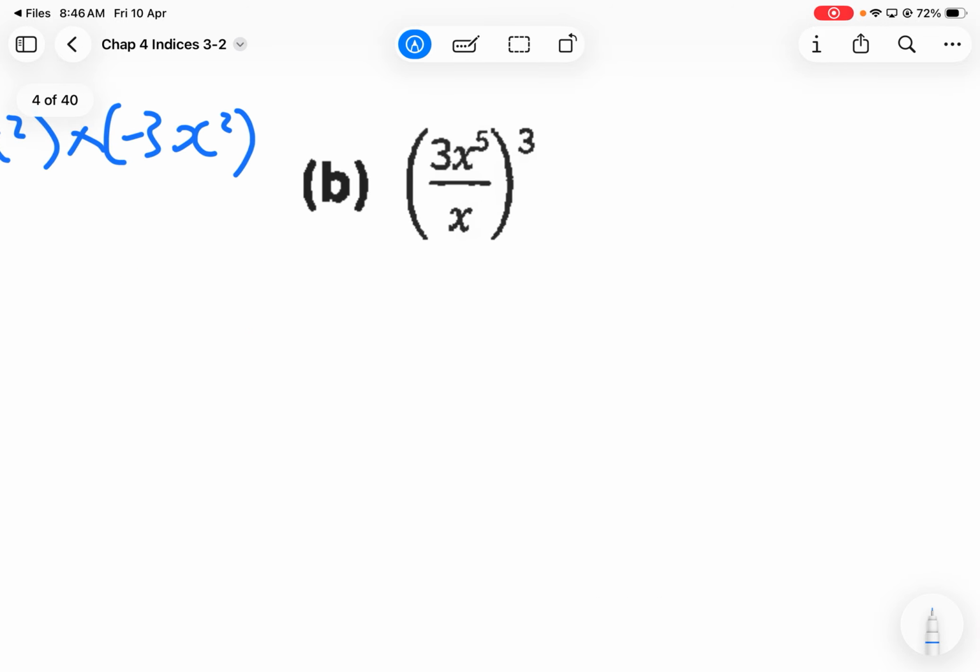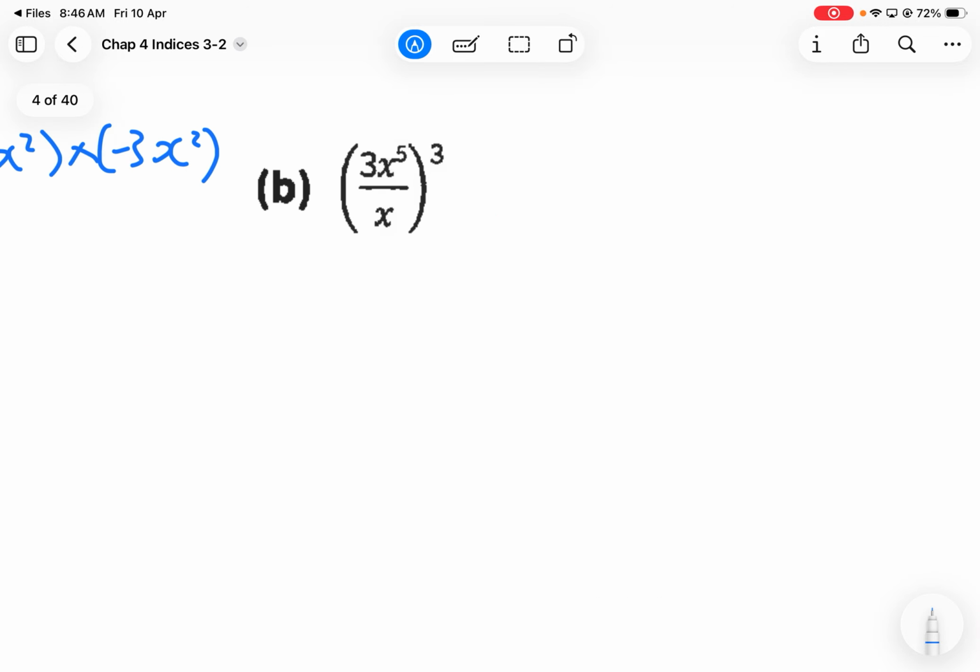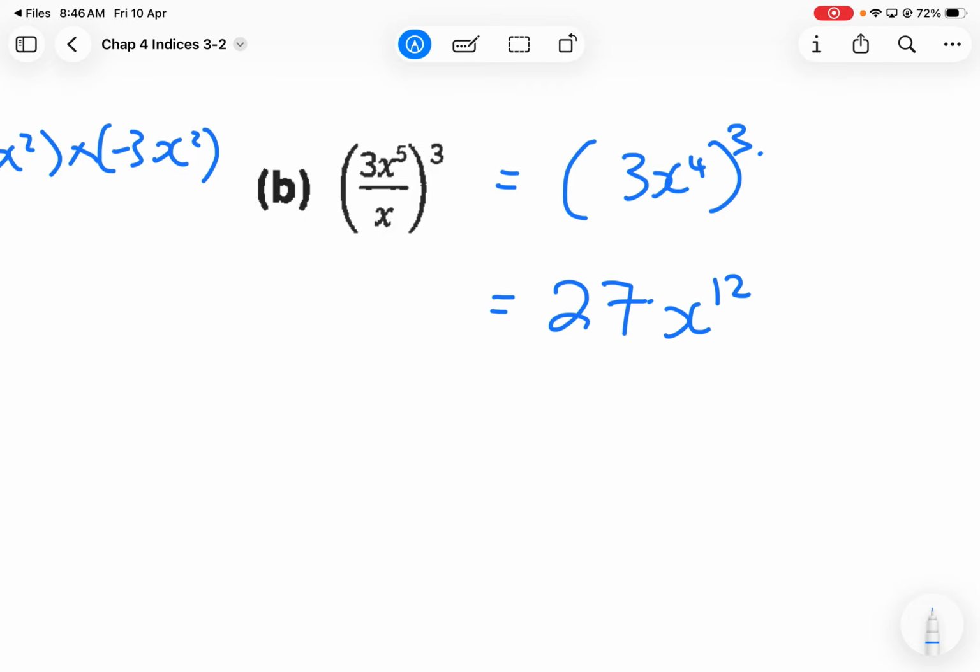Okay, for part B. Whenever I can simplify things, I will simplify first. So actually I have 3x to the power of 4, all to the power of 3, because one of the x is used to cancel away the power 5, so power 5 becomes power 4. After that, I give the power 3 to the 3, and to the x. So I have 27x to the power of 12.